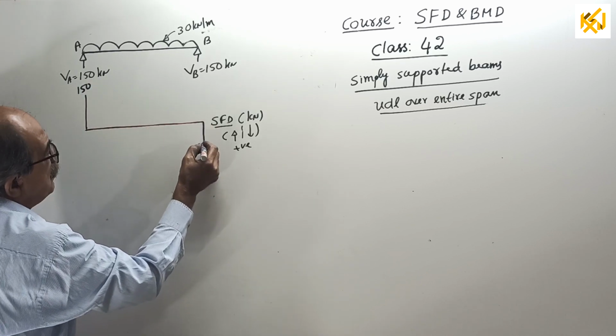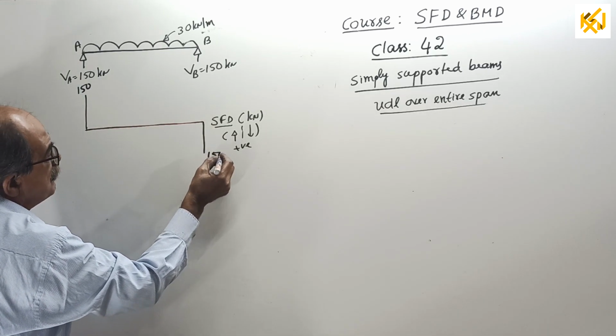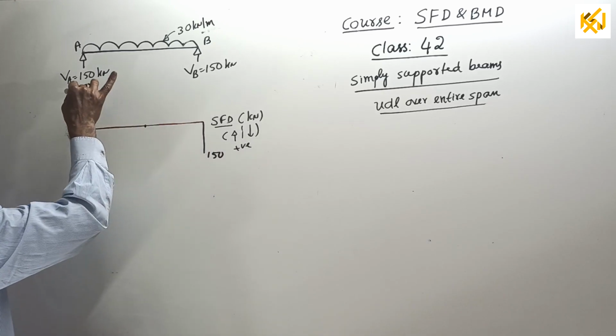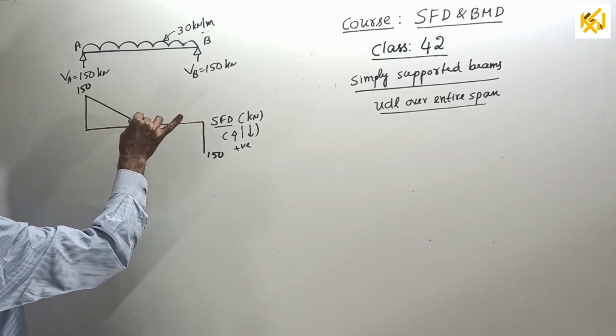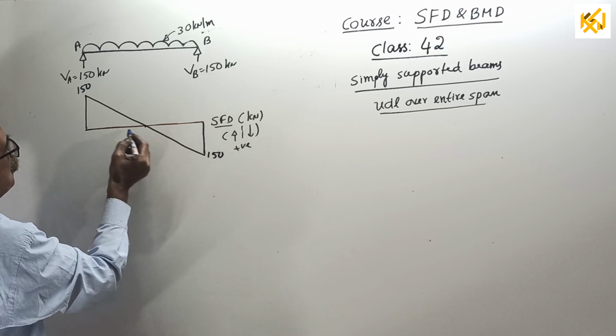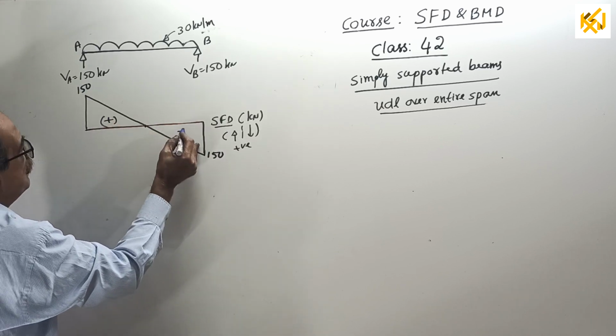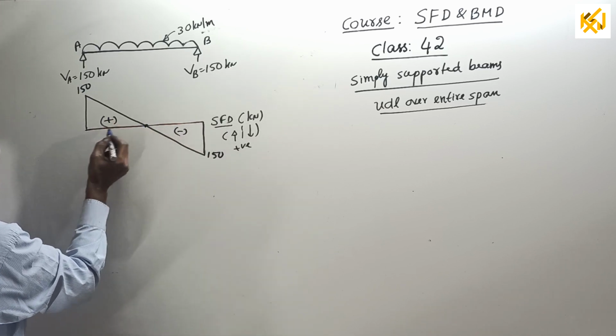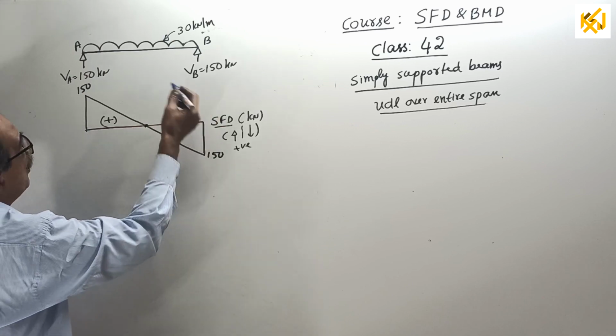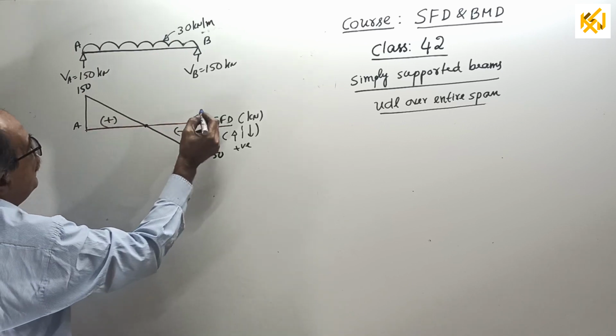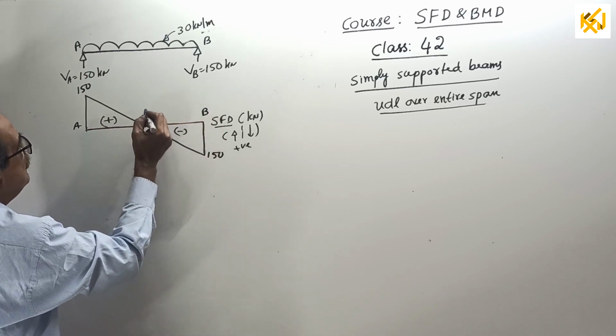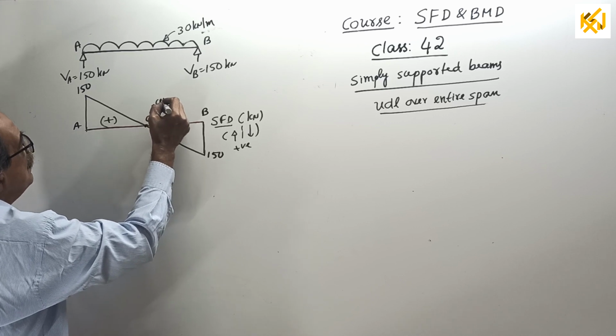Here also 150 got negative. Don't write minus 150. Center is crossing baseline. This is the shearing force diagram, plus and minus. You can tell sometimes A, B, C are all not required. Okay, I'll write here. A, B, this is C. C, we already know it is center.